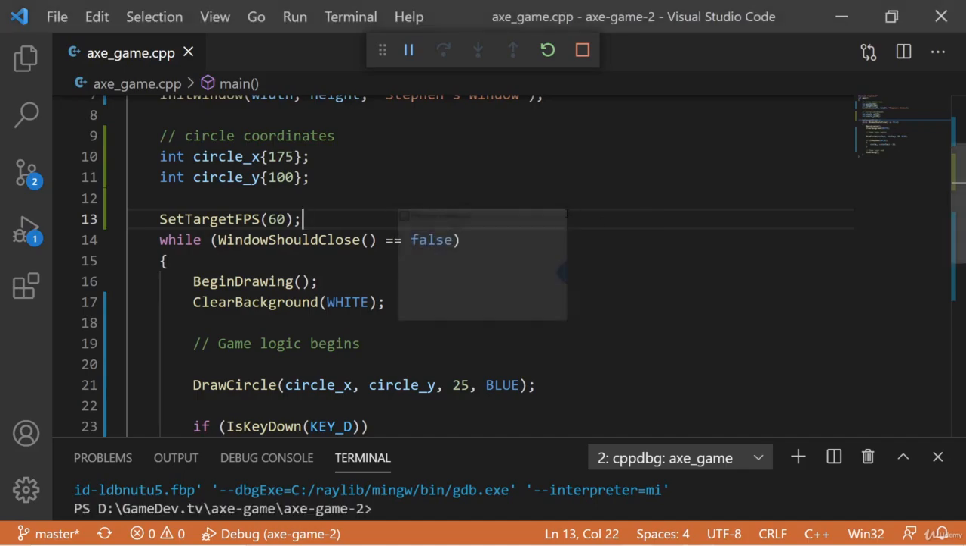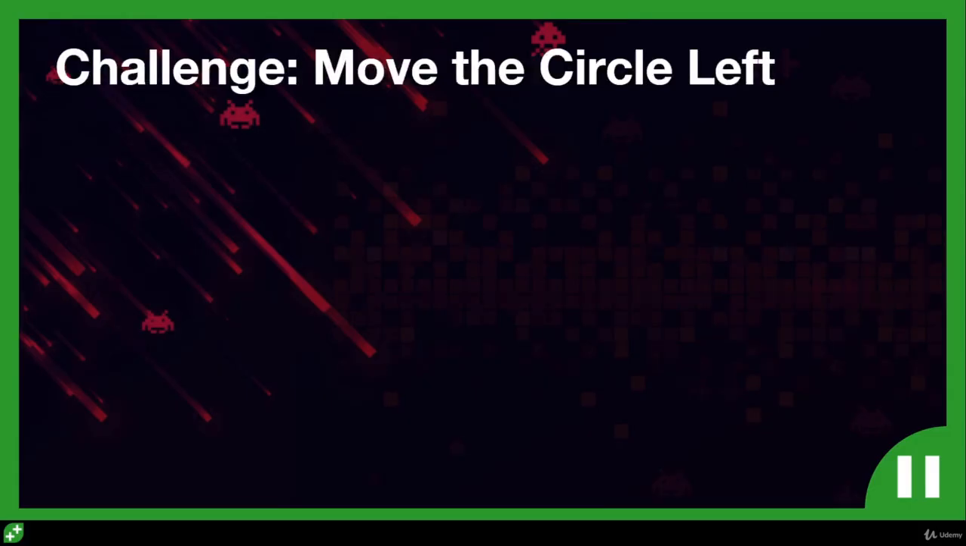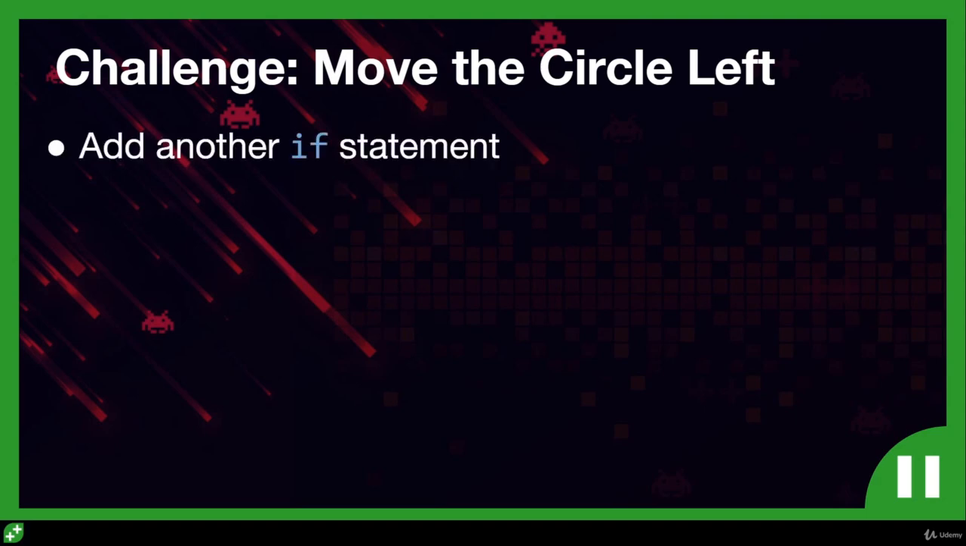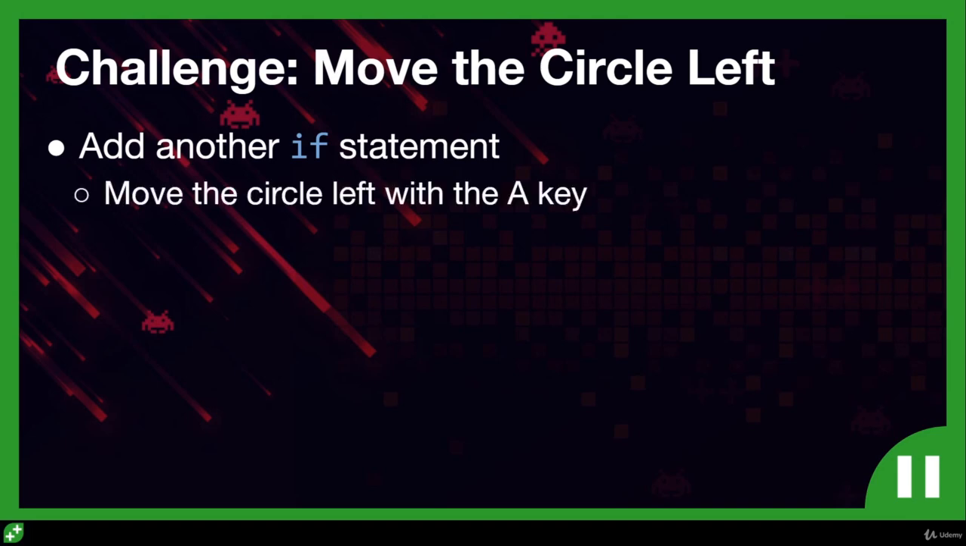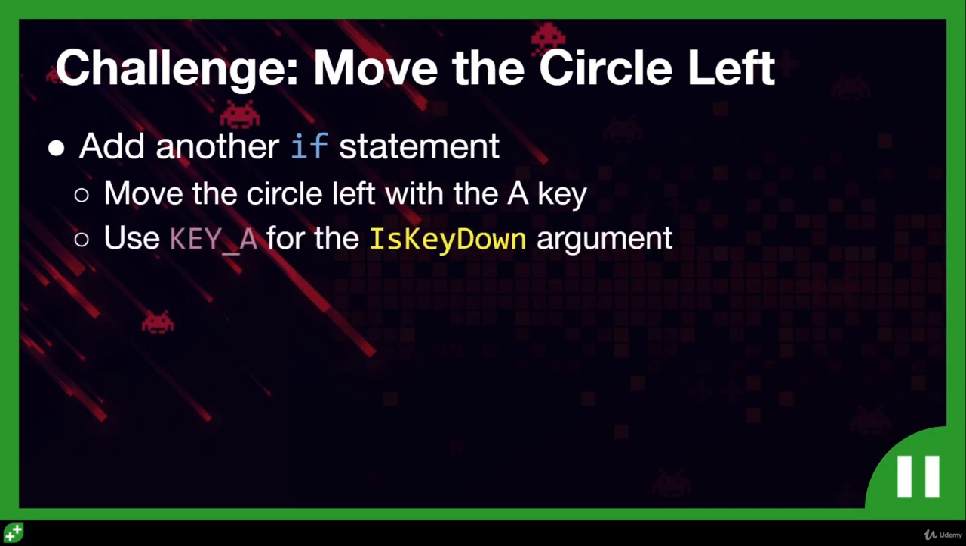Okay, so I have another challenge for you. We've just learned how to move the circle to the right. I want you to add the ability to move the circle to the left. So add another if statement just after the first one. In this one, we're going to move the circle to the left, and we're going to use the A key. Use key_A in all caps to pass in to the isKeyDown function. Pause the video and try this now.